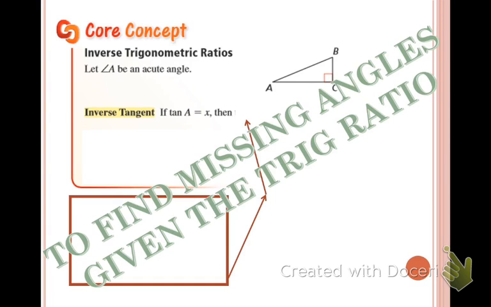To find missing angles given the trig ratio, you're going to use the inverse function. Okay, so as an example, I'll write it on the board. Can you all read that? What we just did before, with our first example. Tangent of K, what was it? 8 over 15. Okay, 8 over 15.